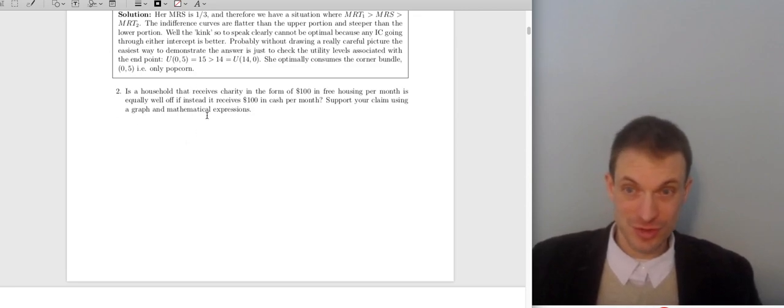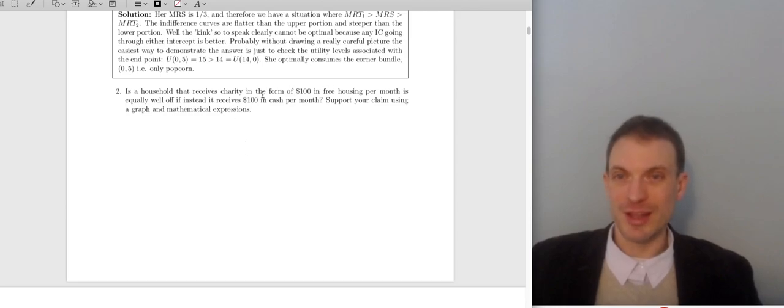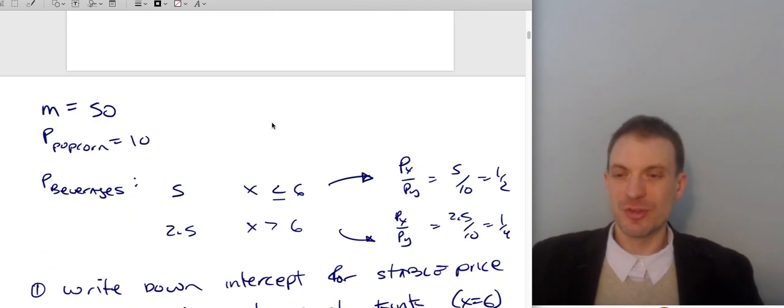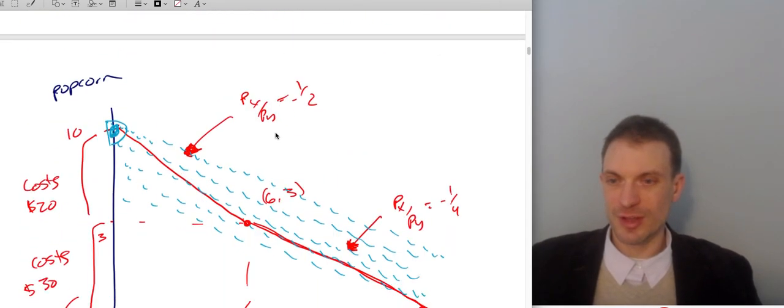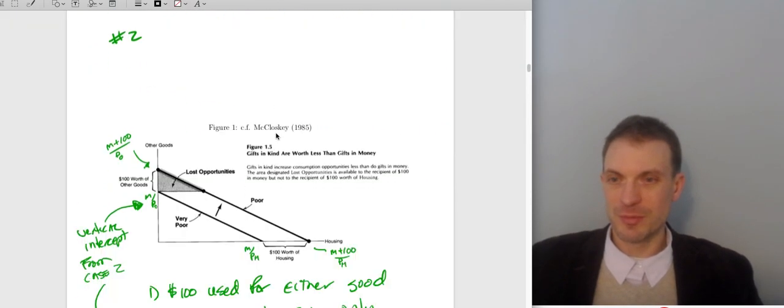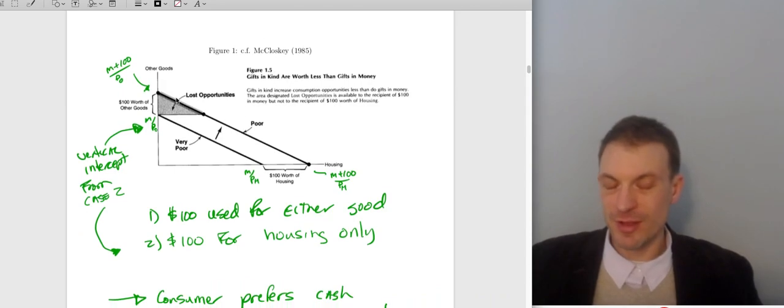So the answer here is no, you're not equally well off with the housing voucher as with the cash. You're better off with cash. What's the picture? Well, taken right from Deidre's text is this picture right here, McCluskey, 1985.